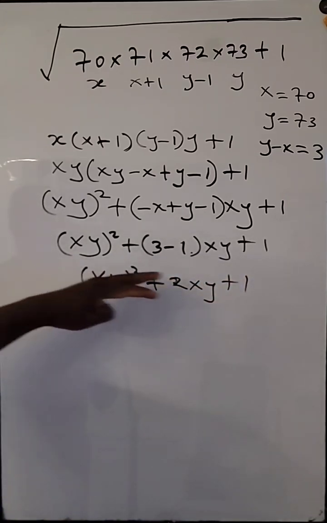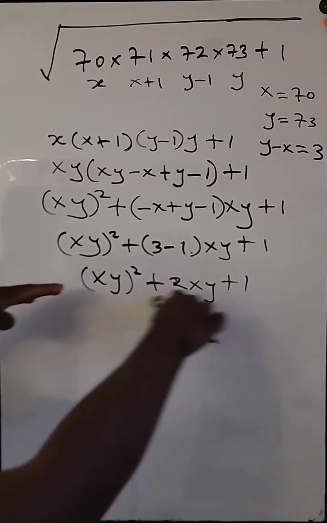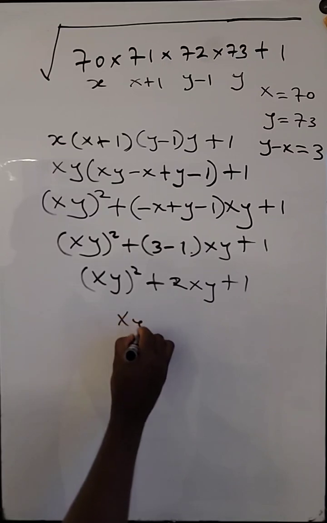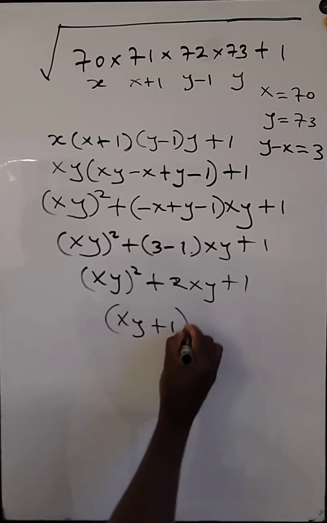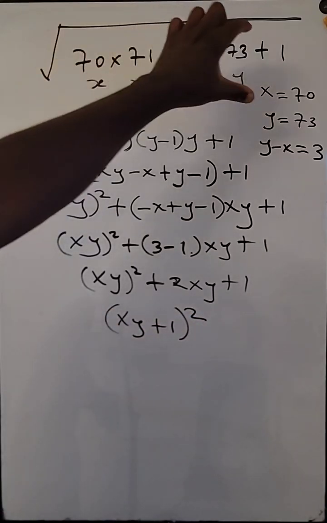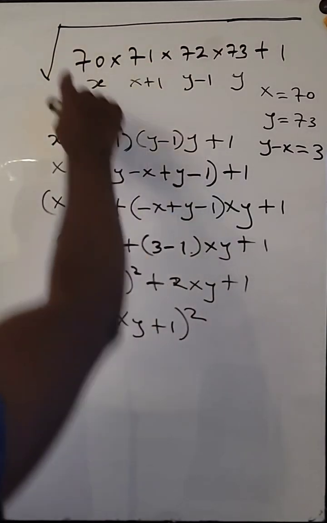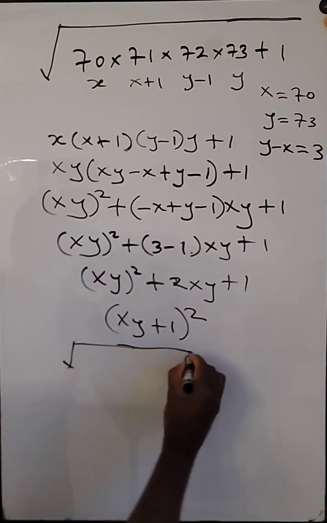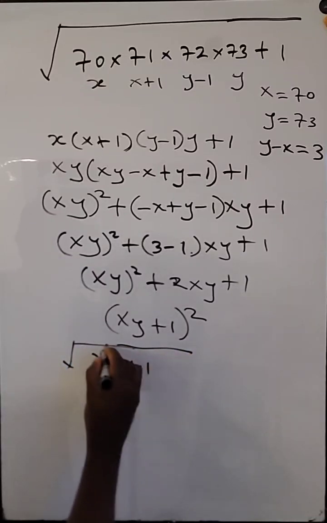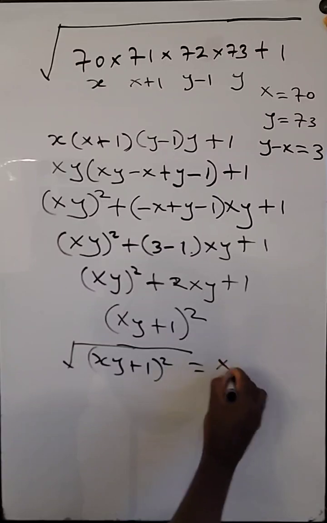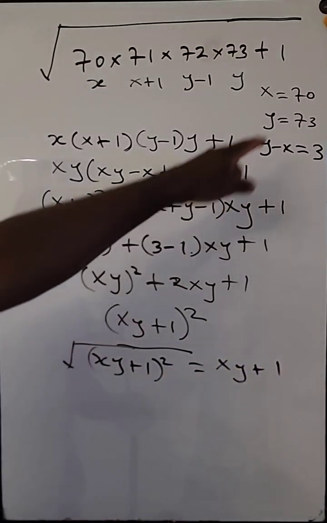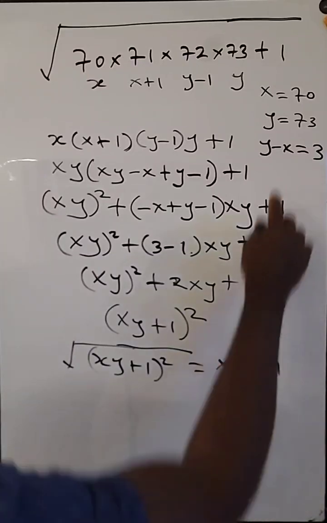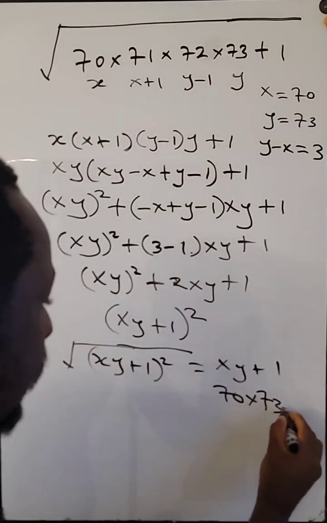Now this is a perfect square, right? You can write this quadratic expression as xy plus 1 all squared. So if I go back to this expression, the square root of this is the same thing as taking the square root of xy plus 1 all squared, which will give me xy plus 1. Remember, my x is 70, so I'll have 70 multiplied by y, which is 73, plus 1.